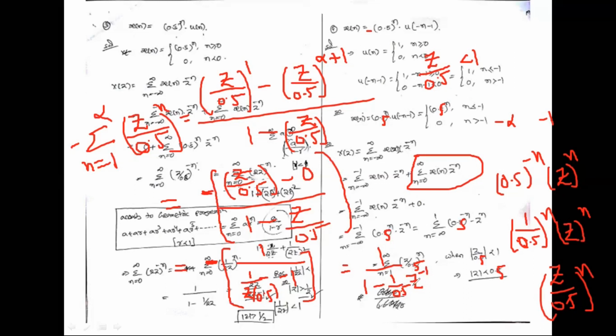What did I say? Not the 1 by 0.5. That is a 1 by z by 0.5. This term gets into the numerator. It's the 0.5 z inverse. Okay. So the same function we got, X of z is equal to 1 by 1 minus 0.5 z inverse.